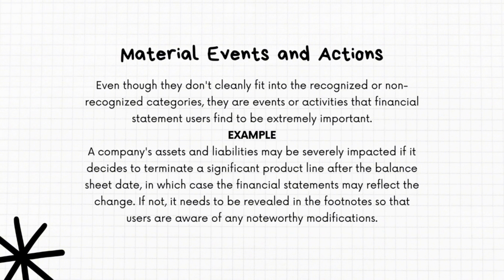Third one, material events and actions. Even though they don't cleanly fit into the recognized or non-recognized categories, they are events or activities that financial statement users find to be extremely important. For example, a company's assets and liabilities may be severely impacted if it decided to terminate a significant product line after the balance sheet date, in which case the financial statements may reflect the change. If not, it needs to be revealed in the footnotes so that users are aware of any noteworthy modifications.